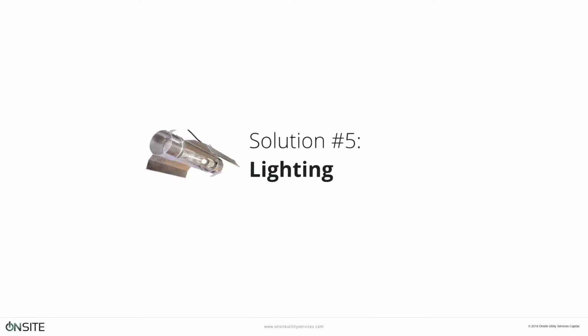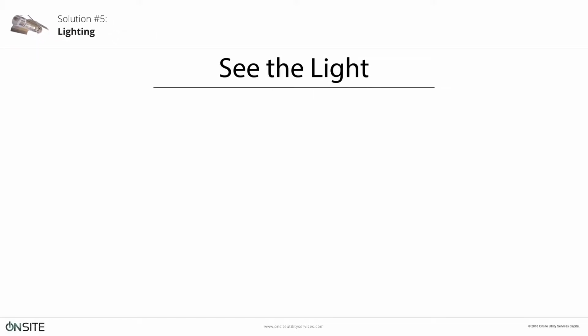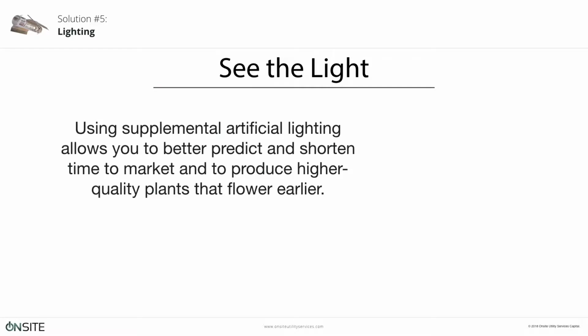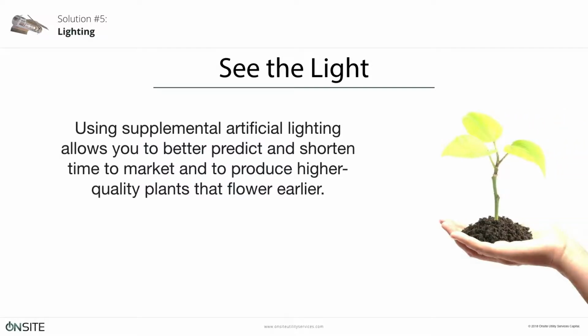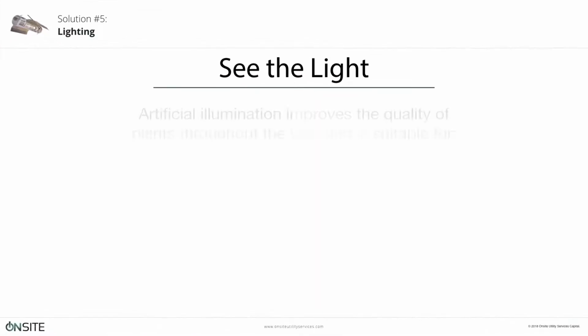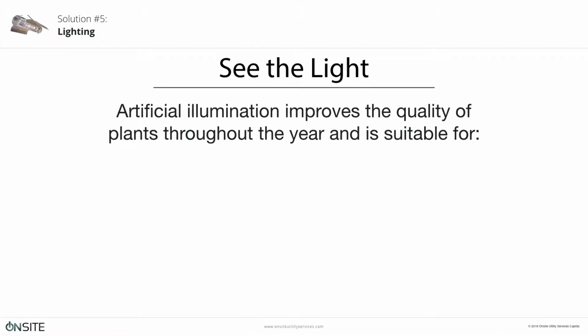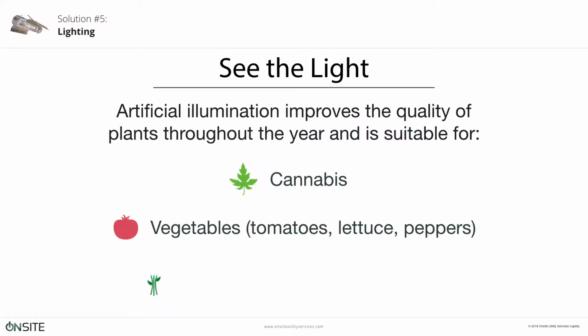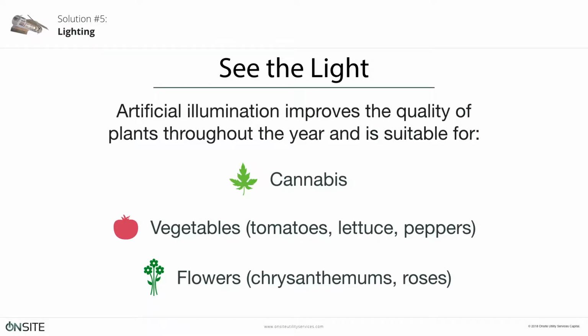Solution number 5. Lighting. Using supplemental artificial lighting allows you to better predict and shorten time to market, and to produce high-quality plants that flower earlier. And the ability to shorten time to market might also allow you to delay starting plants, resulting in less heating. Artificial illumination improves the quality of plants throughout the year and is suitable for growing cannabis, vegetables like tomatoes, lettuce, and peppers, and flowers like chrysanthemums and roses.